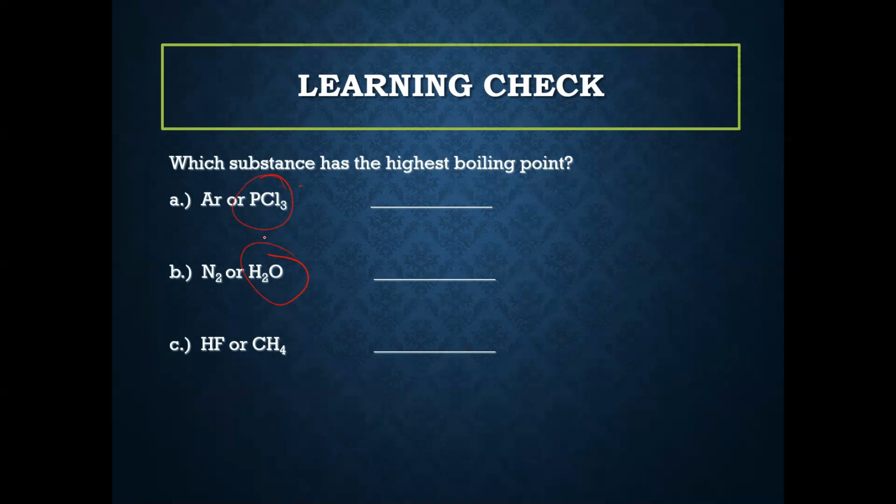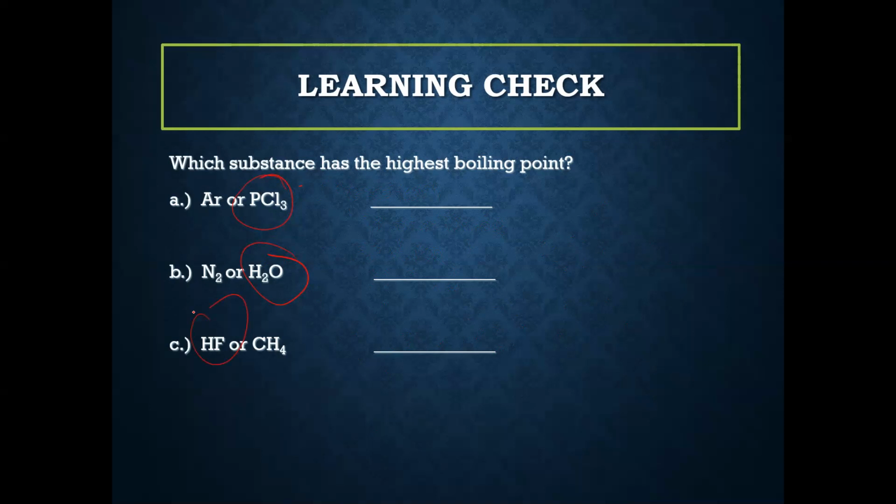And then the last one, continuing with this trend, HF is hydrogen bonding, whereas CH4 is dispersion. So we would expect HF to have a higher boiling point. Again, CH4, which is methane, a gas at room temperature, kind of leading evidence to support that claim. So that will be all of the notes on intermolecular forces.